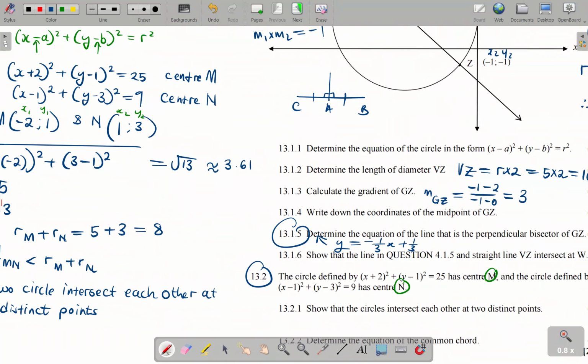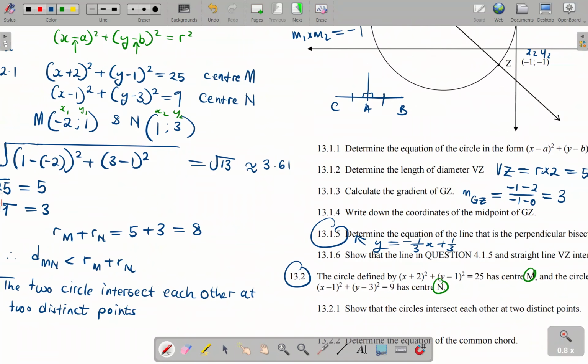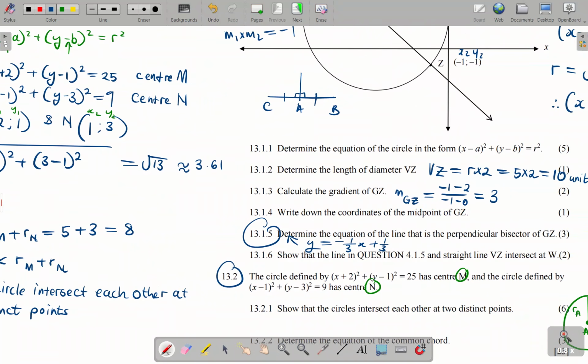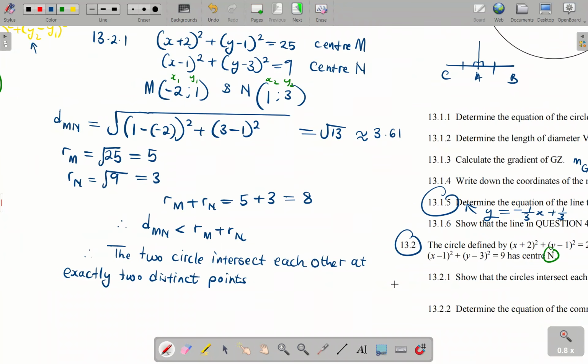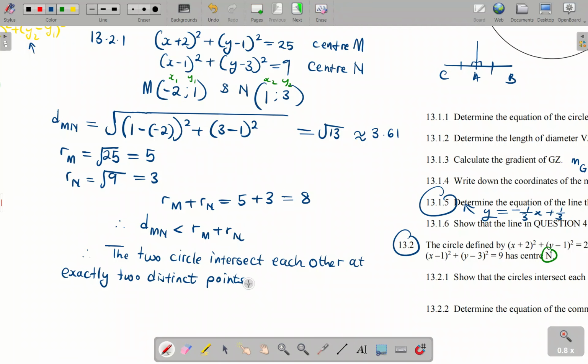Just go there to answer. You take what they gave you there. Just read the question again. That will be your answer after concluding. When you conclude, you come back to the question. Show that the circles intersect each other at 2 points, at two distinct points. So just copy like that, and we are done, guys. You just get that full 6 marks.